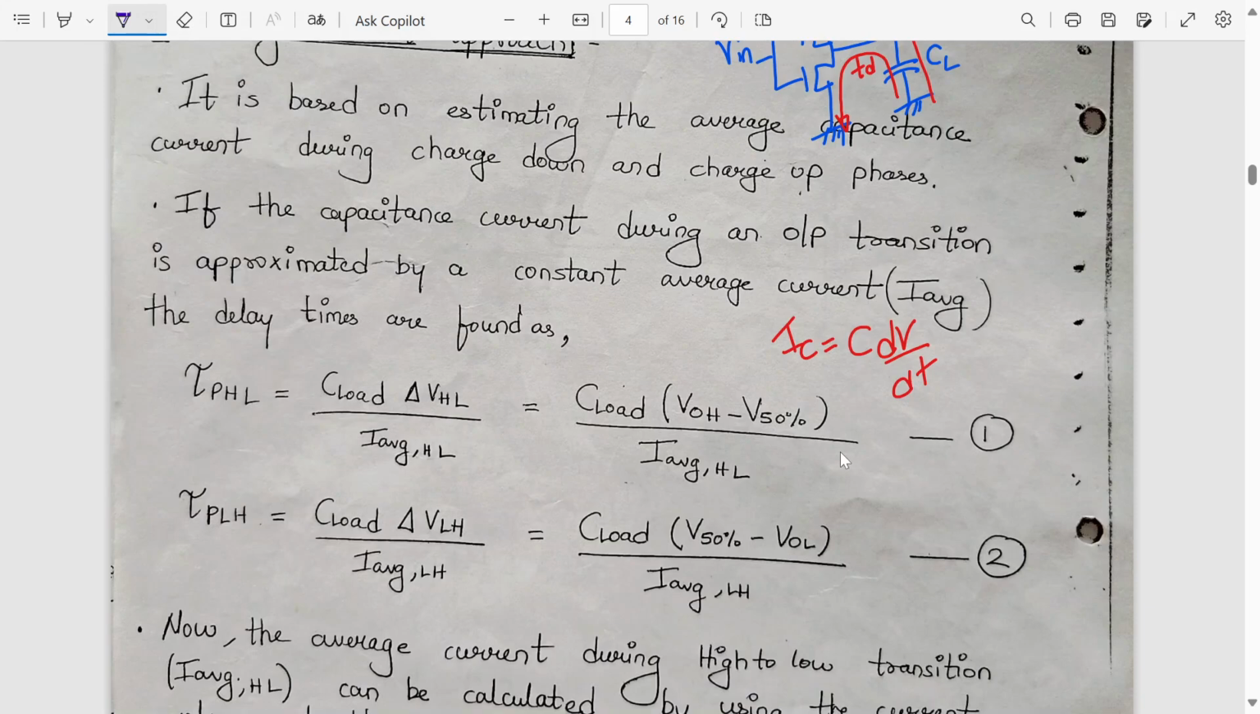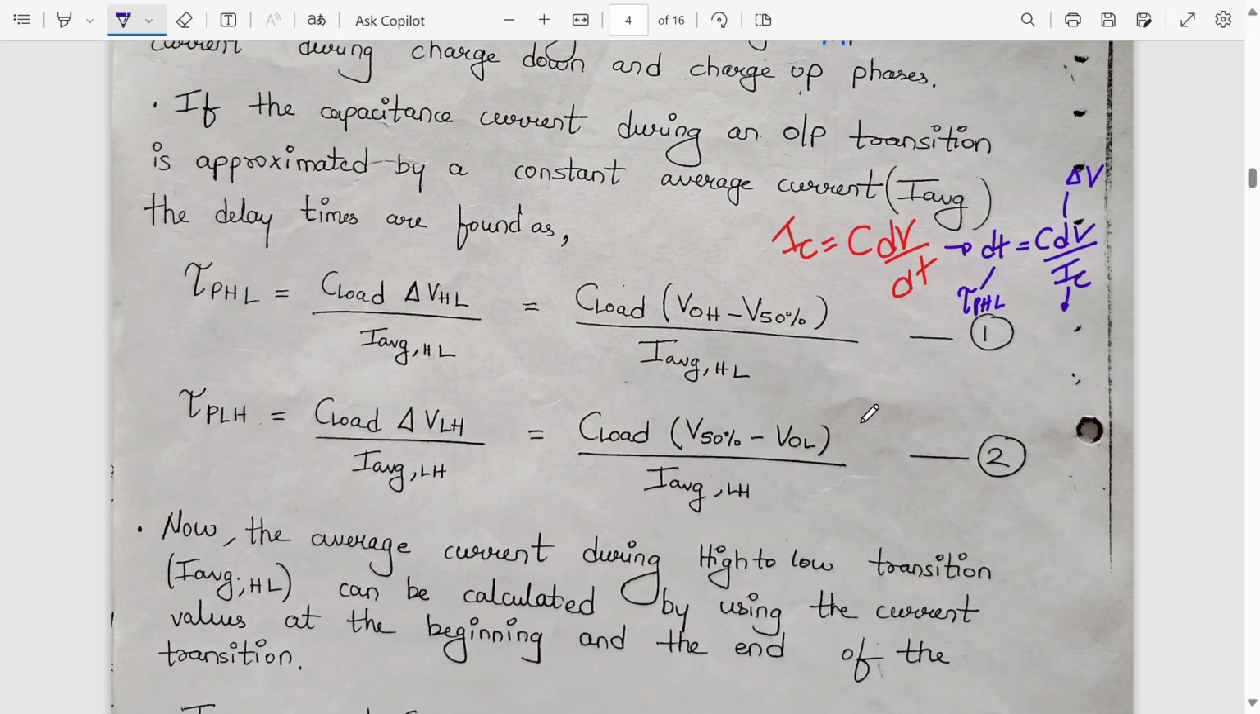Here dt is my average time, tau. If I write the same formula as dt is equal to C dV by IC, don't you agree this is the same formula? dV is the change in the voltage, this is delta V. This IC is my average current from high to low, and dt is my tau, tau PHL. So it's not a different formula. This is tau PHL or PLH. Any doubts in equation number 1 and 2?